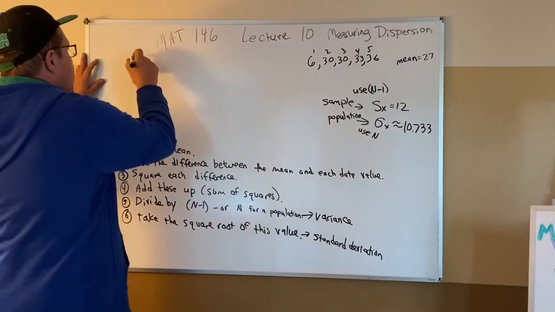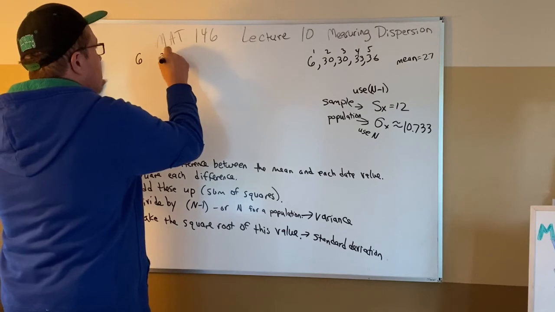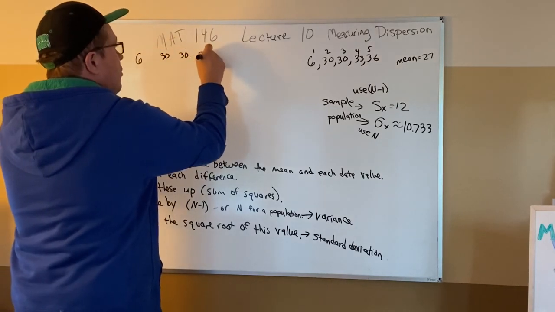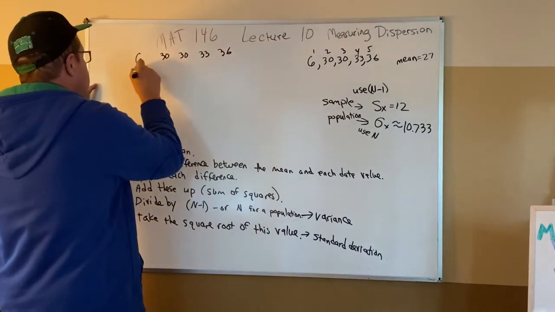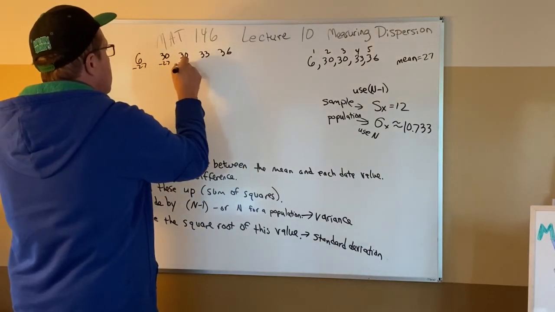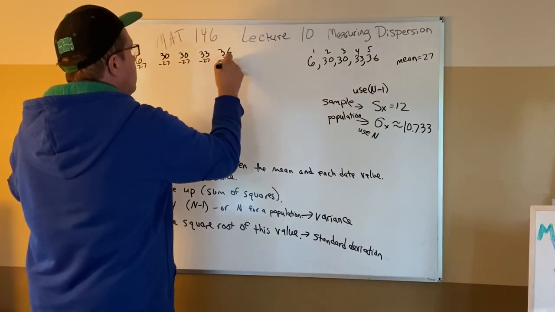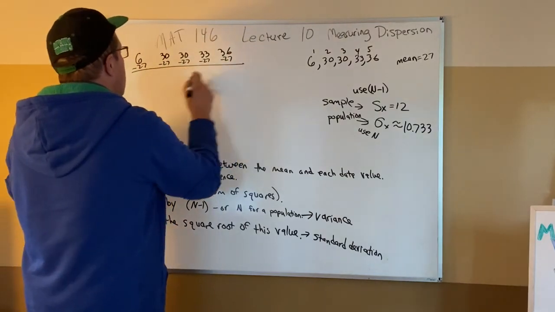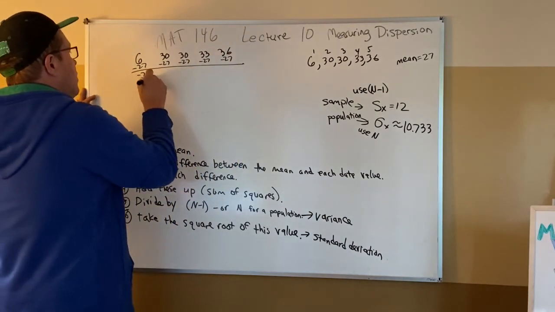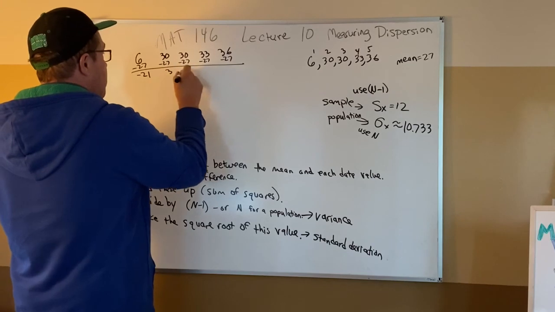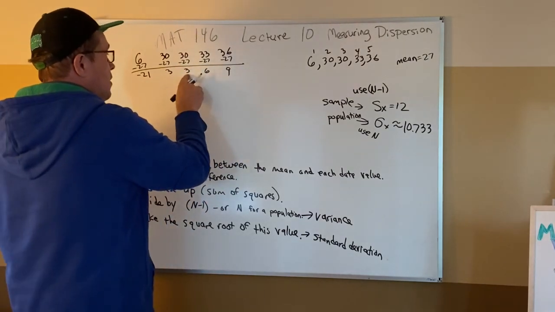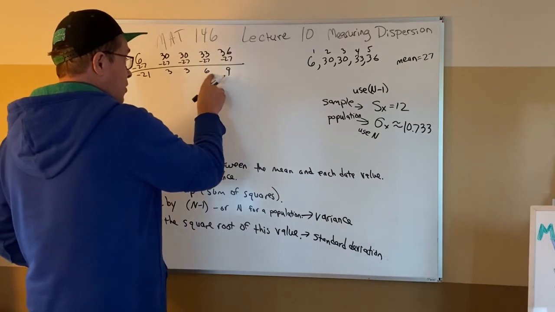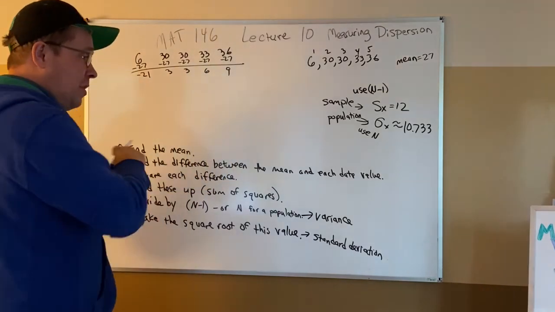So if we have 6 and 30 and 30 and 33 and 36, it doesn't matter what order we use them in, but we subtract 27, we'll see that this one gets me negative 21, this one gets me 3, 3, 6, and 9. If you add 3 and 3 for 6, and 6 is 12, and 9 is 21, plus negative 21, it will zero out.